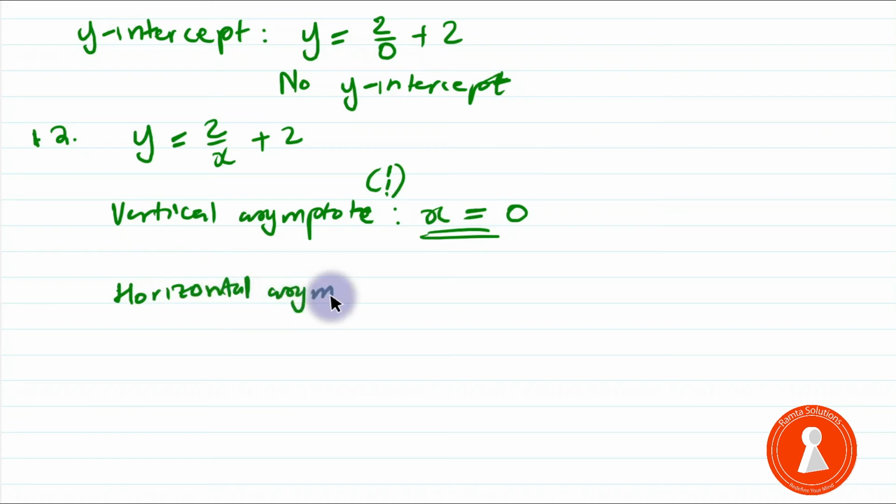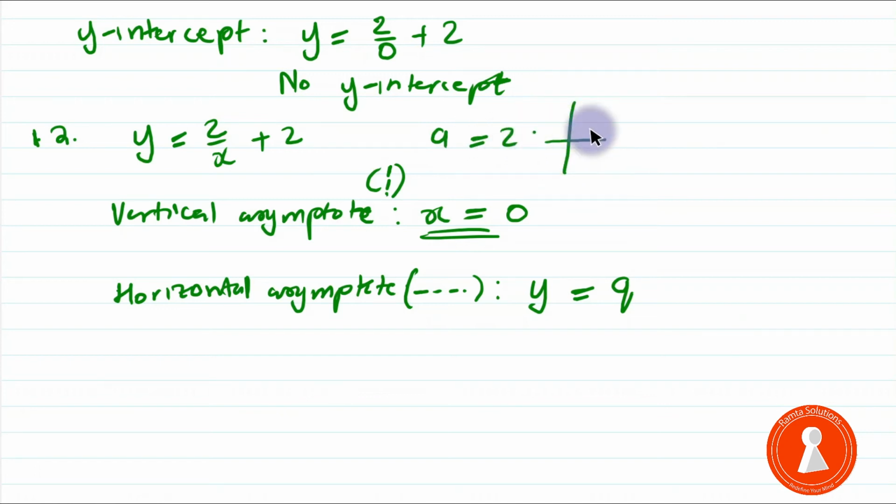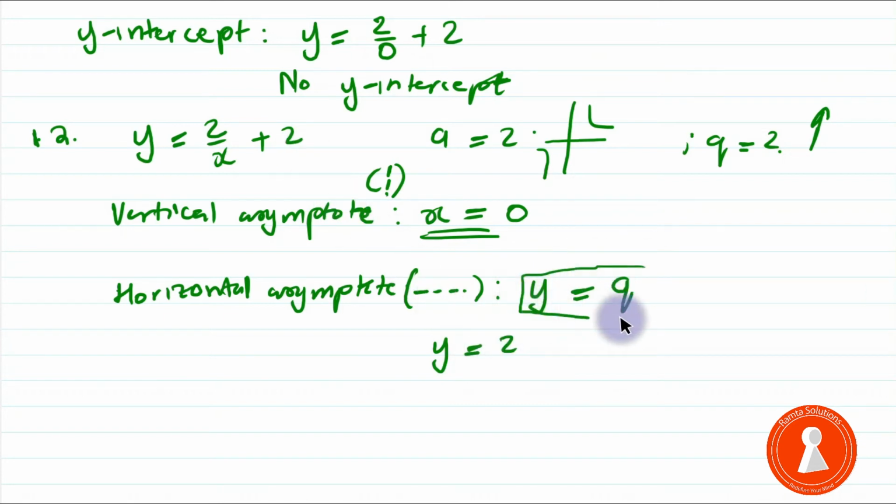Now horizontal asymptote, this is me trying to remind you. This is a y value, so y equals q. Check this one, a equals 2, so this means the graph must be between the first and the third quadrant, and then q is 2. This means it has shifted up. So now what is our horizontal asymptote? It is y equal to 2. Now let's head to number 3.